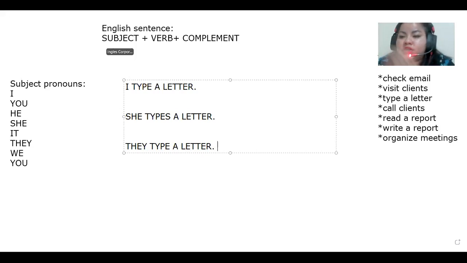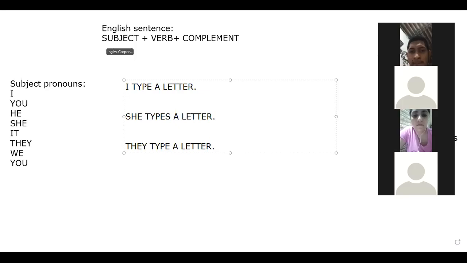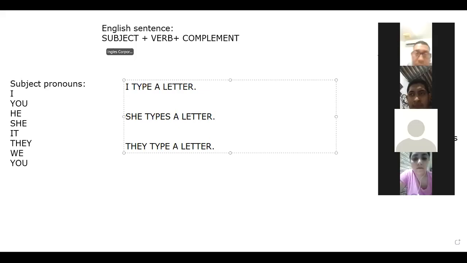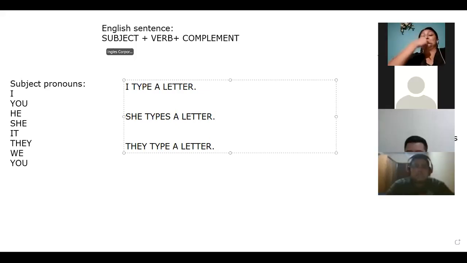These are examples for sentence number six. In sentence number six, you can write, Carmen writes a report every Monday. Carmen writes a report every morning, for example. Daniel, organize meetings. Every time that someone is asking us to create a sentence, subject, verb, complement.